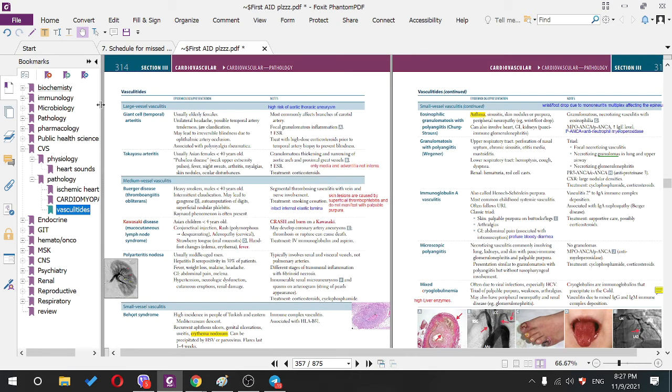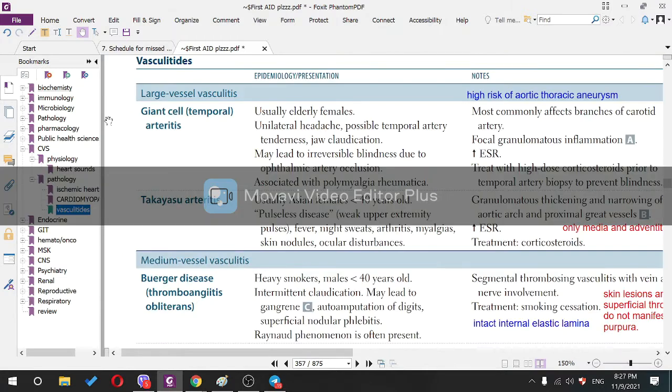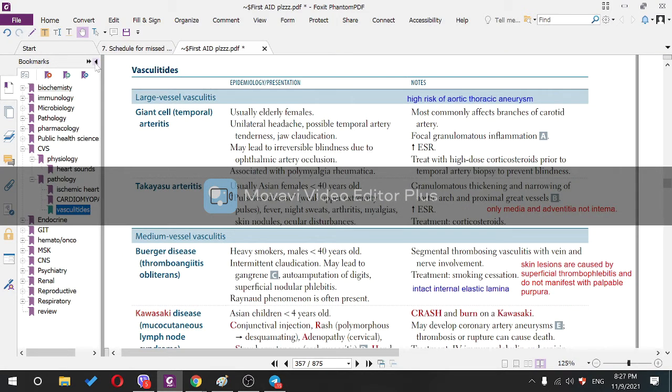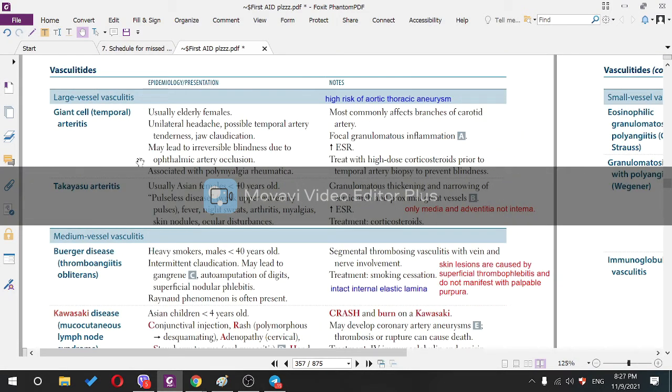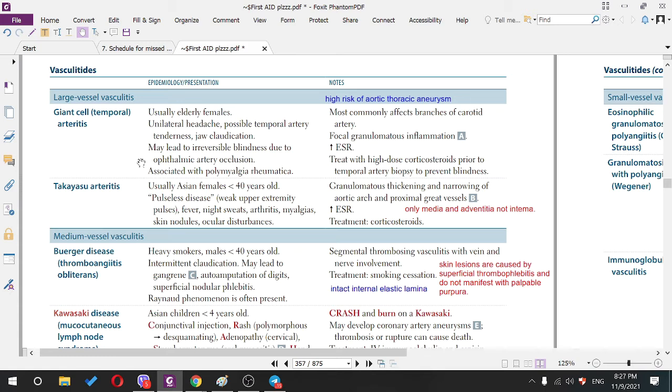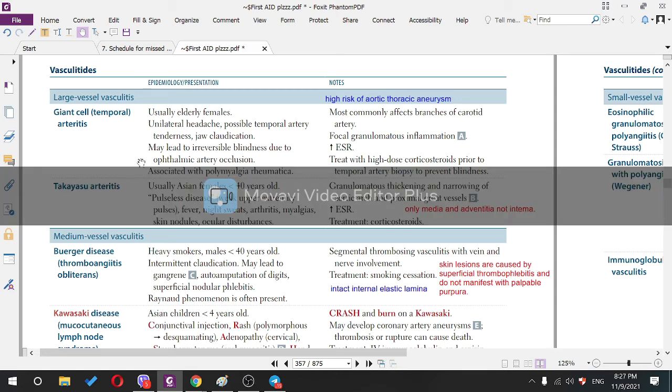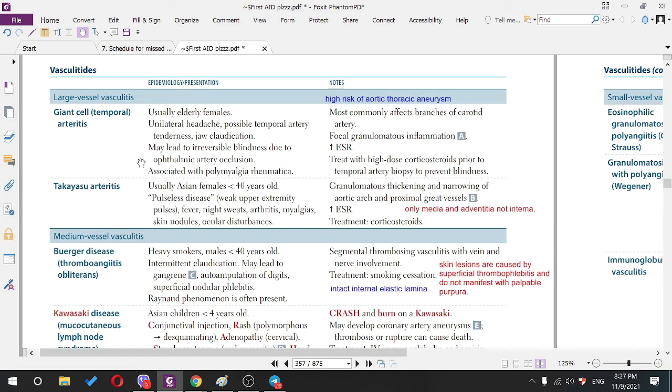Okay, so the next disease will be Takayasu Arteritis. Takayasu Arteritis goes something like this. So, if the patient only has Polymyalgia Rheumatica, you give low dose steroid. If the patient has giant cell temporal arteritis, you give high dose steroid. If he has both, you give high dose steroid. So if he has only Polymyalgia Rheumatica, you have to give low dose steroid. I hope it makes sense.